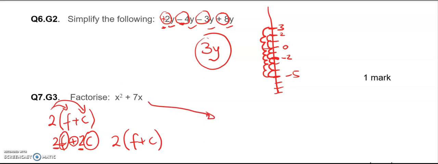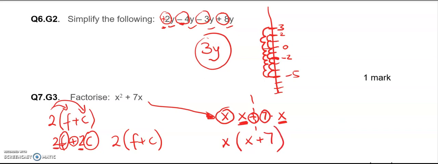Now doing the example that we're given, we've got x squared, which is x times x, plus 7 times x. So what is repeating itself? I can see an x here and an x on the other term. So the one that repeats itself will go in front of the brackets. So I'll put x in front, and then what is remaining? We have an x here plus 7.